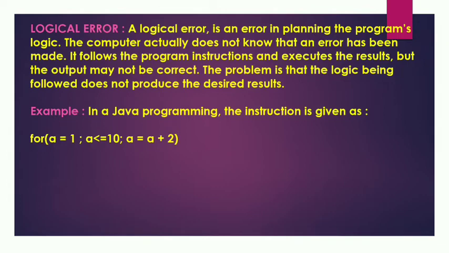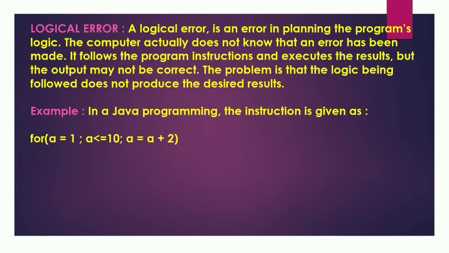Again, the present value of a is 5, so 5 plus 2 is 7, so it will give you the output as 7. 7 is less than 10, so it will display the output. Then the present value of a is 7, and 7 is incremented again by 2, so it will give you 9. So what output will it show you? 3, 5, 7 and 9, which are all less than 10.